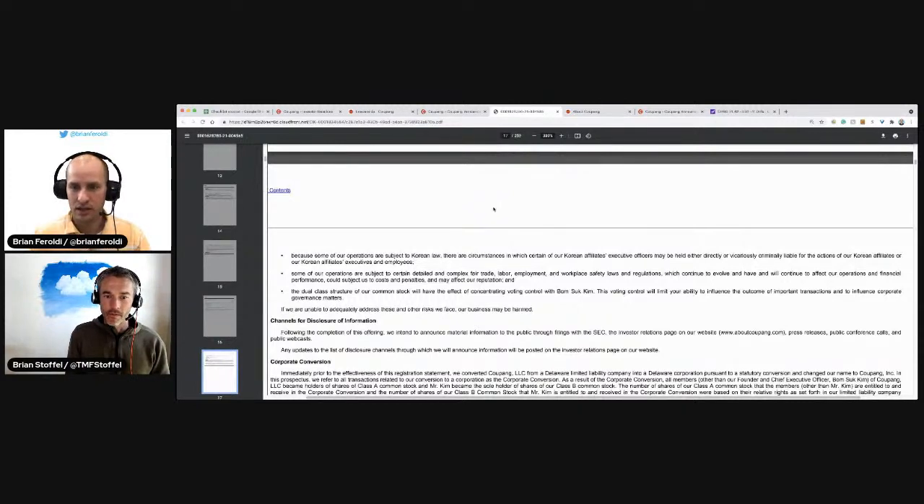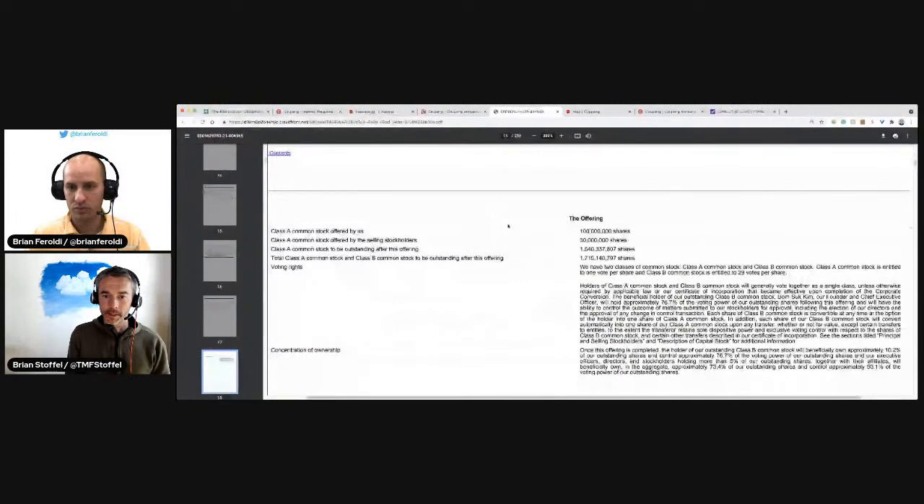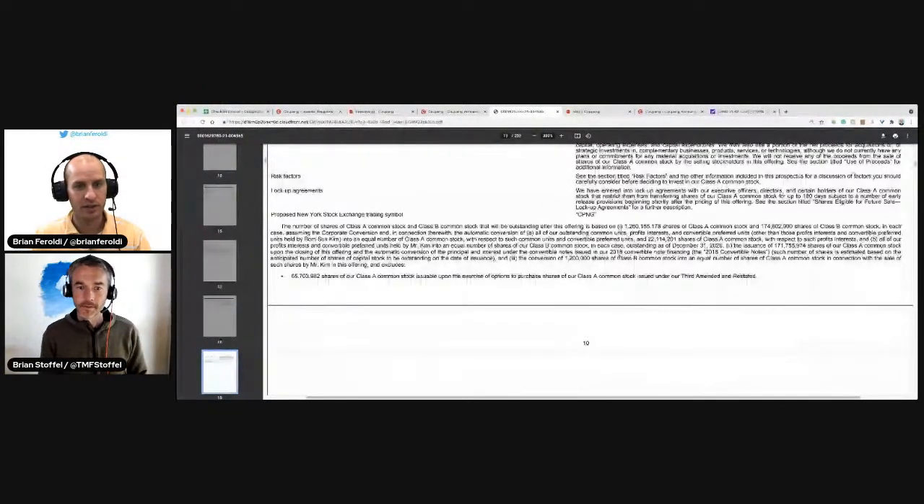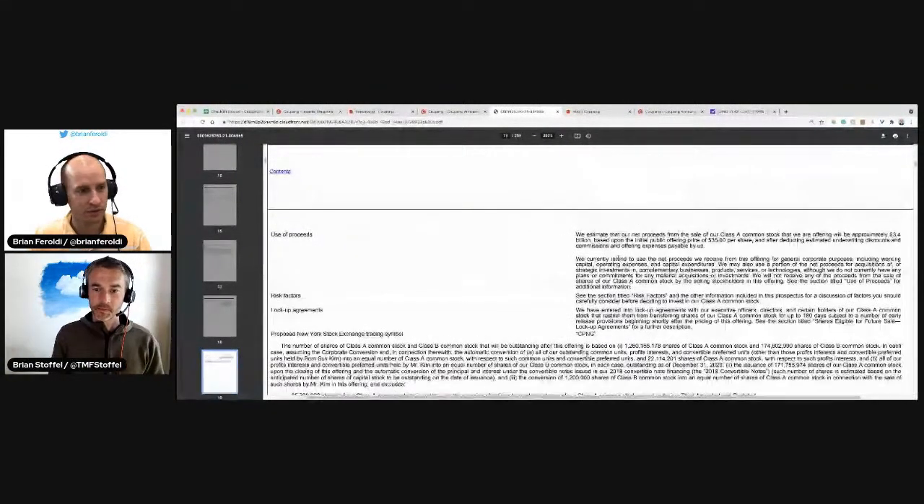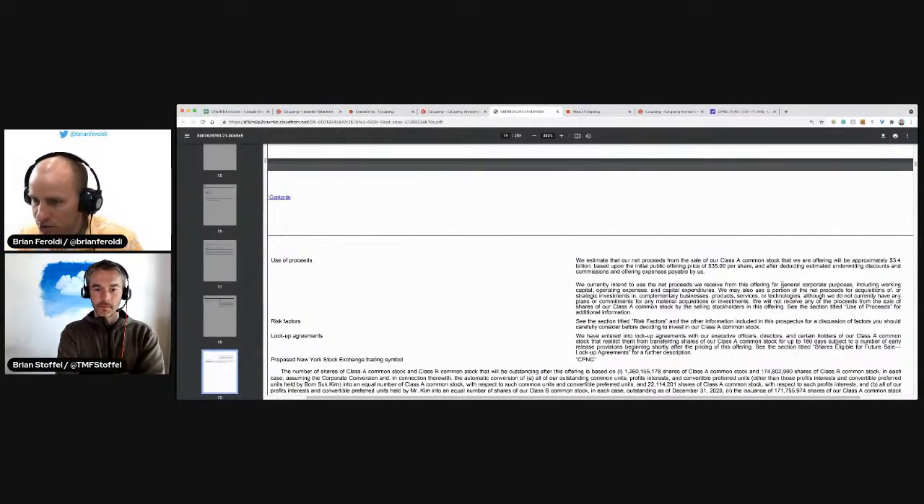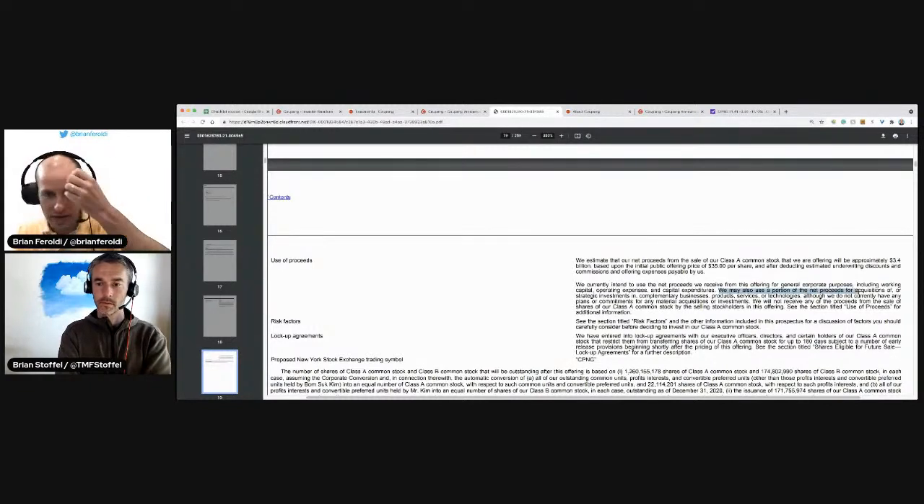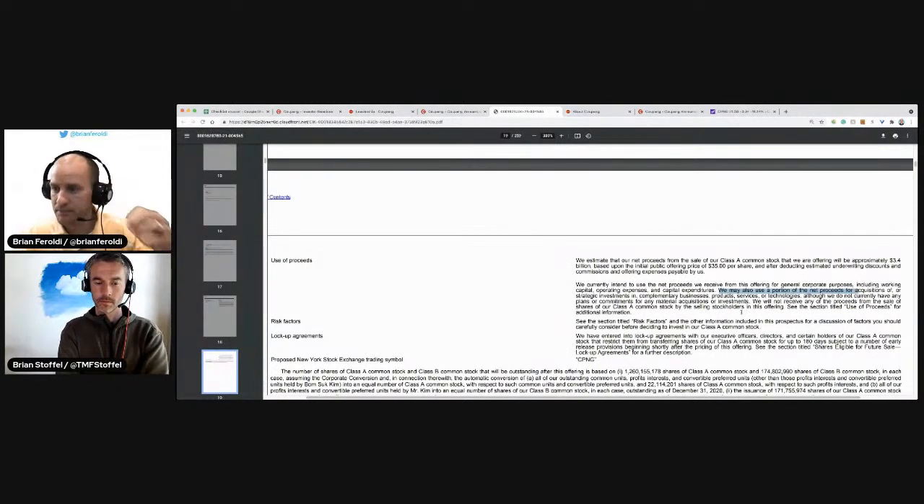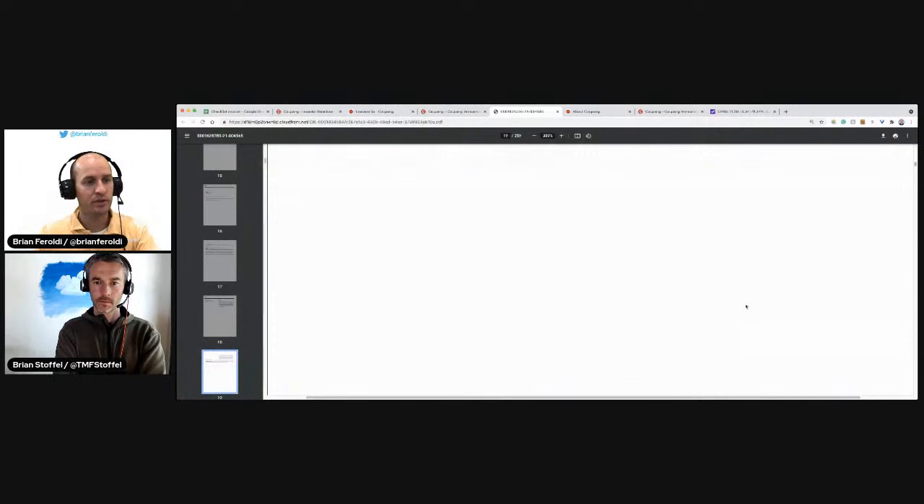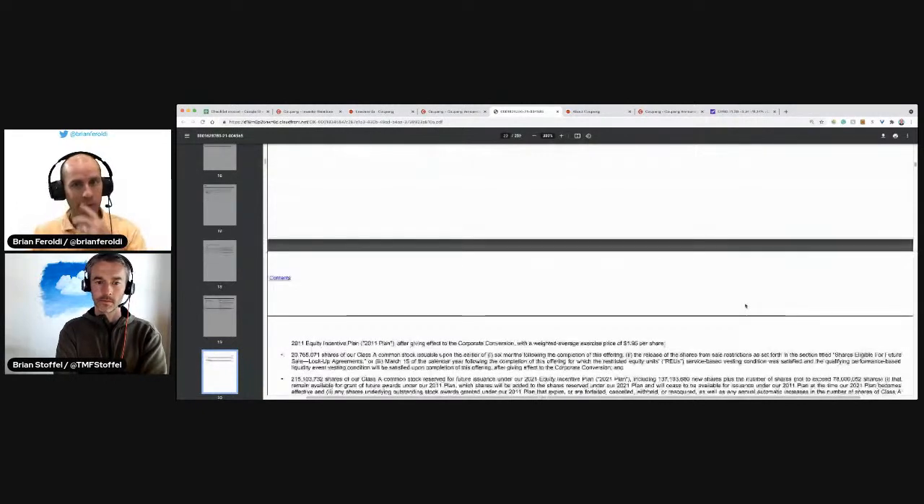Right. Okay, so they'll have 1.7 billion shares. Yep, we already saw they were a big company. Use of proceeds. We intend to use proceeds for general corporate purposes, working capital, operating expenses, and capital expenditures. We may use a portion of the proceeds for acquisitions of technologies. Okay. So that's what they're going to be doing with the proceeds.